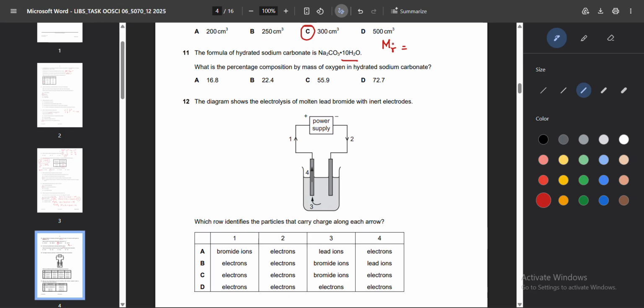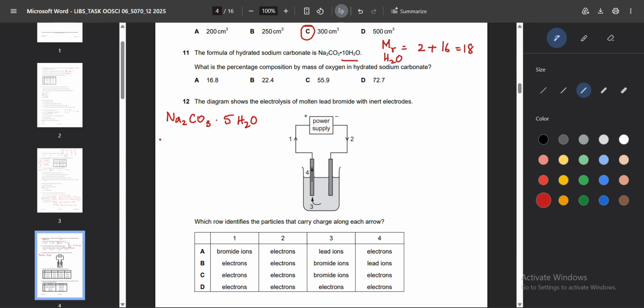MR for water is 2 plus 16, that makes 18. Alright, now let's write for Na2CO3 with 5 water molecules, which is the water of crystallization.